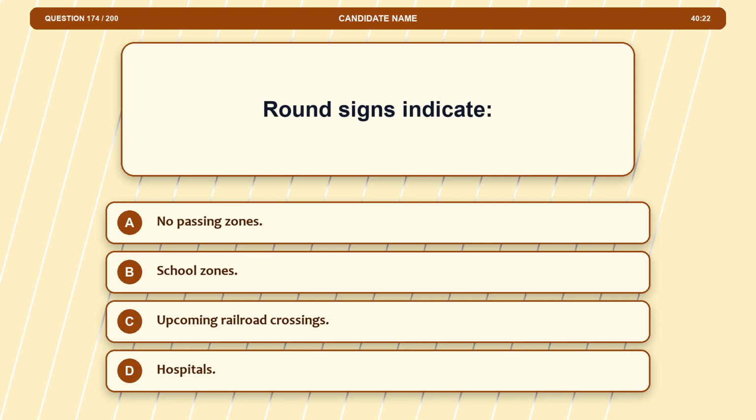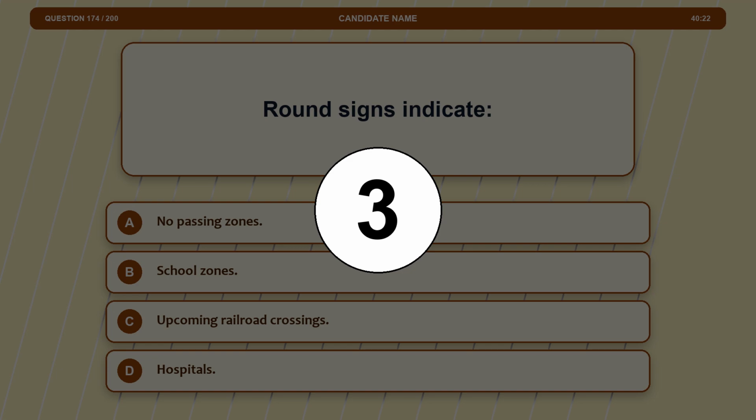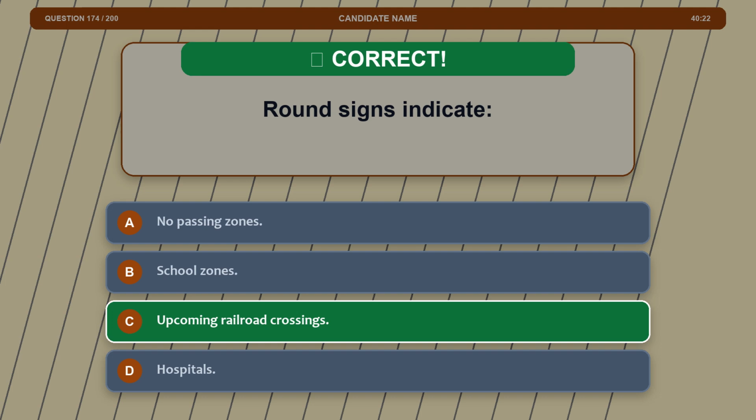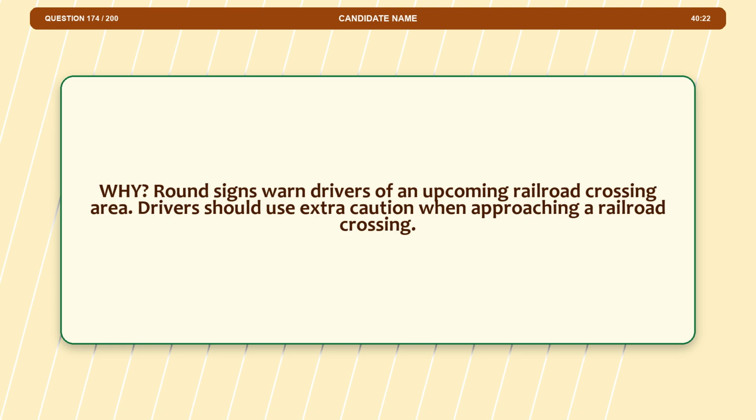Question 174. Round signs indicated. Option A, no passing zones. Option B, school zones. Option C, upcoming railroad crossings. Option D, hospitals. The correct answer is option C, upcoming railroad crossings. Explanation. Round signs warn drivers of an upcoming railroad crossing area. Drivers should use extra caution when approaching a railroad crossing.